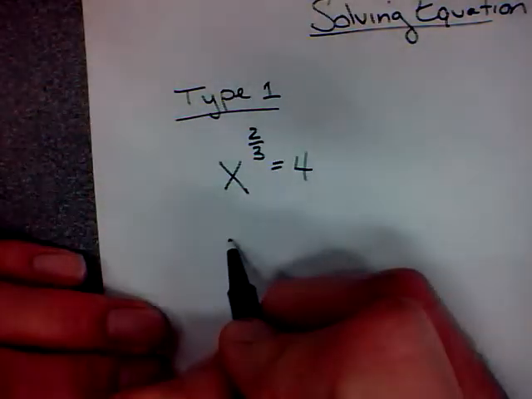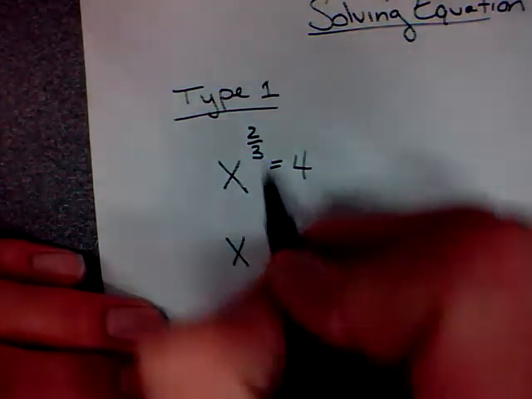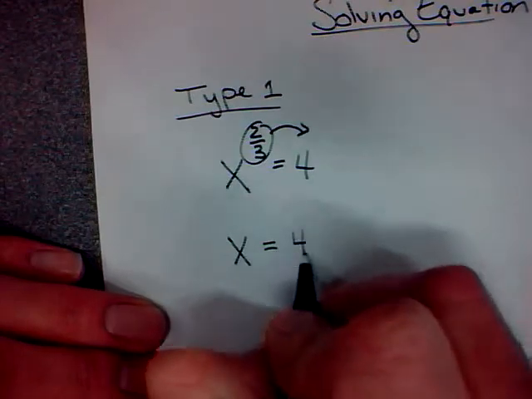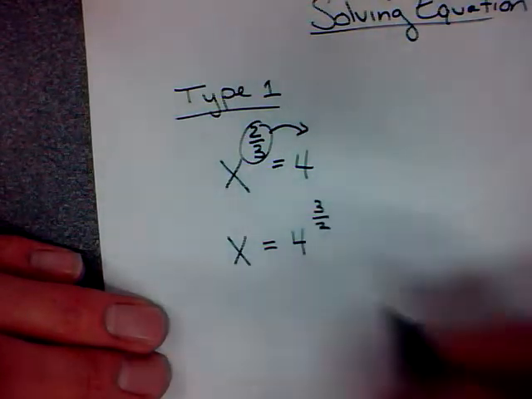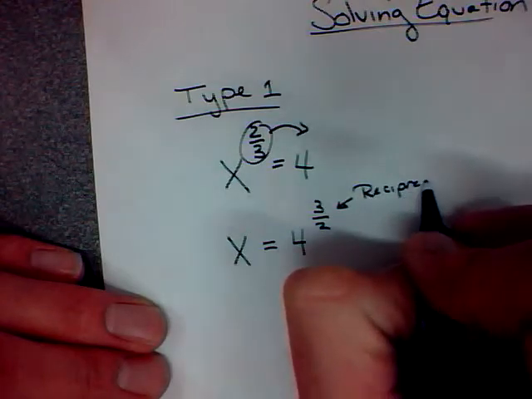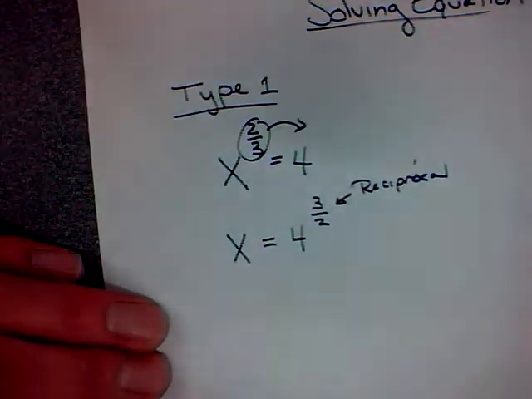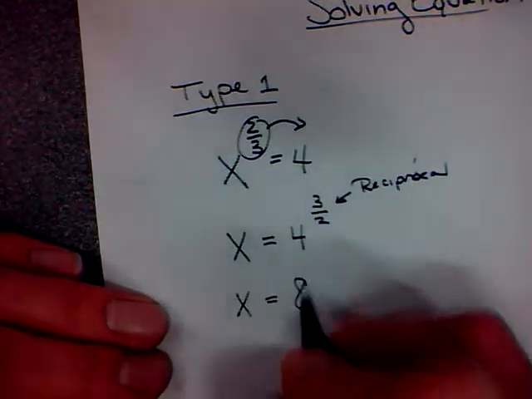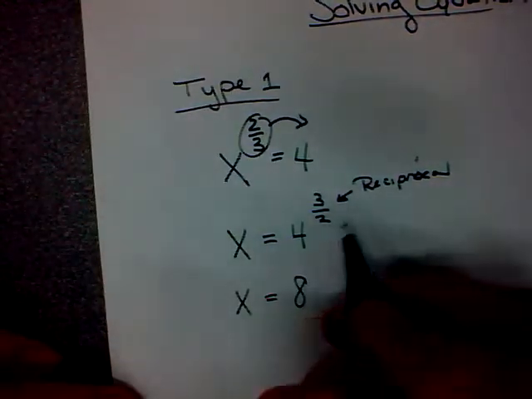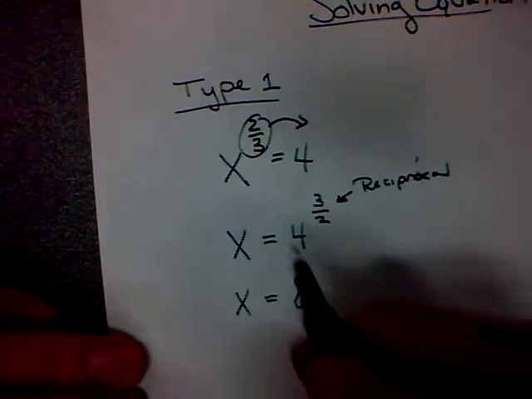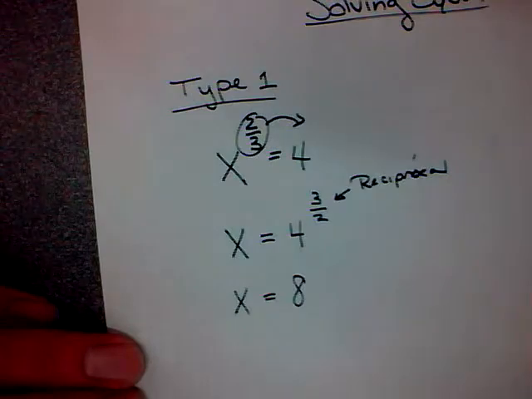In type 1, all you do to get the variable by itself is this, the power comes to the other side by doing the reciprocal power. This is the reciprocal. So then this would be x equals 8, because it's the square root of 4, which is 2, to the third power, which is 8. Or plug that in your calculator. So that's type 1.